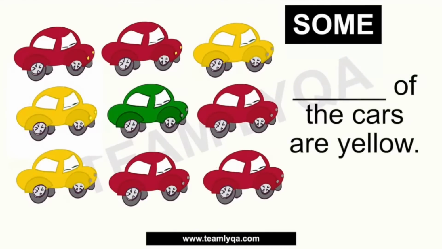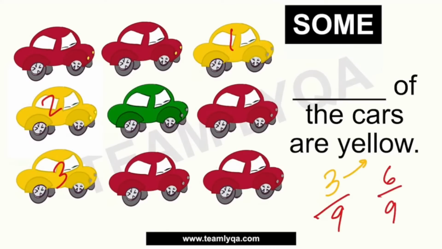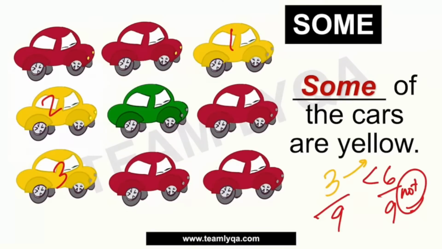Again, magbibilang tayo. Ilan ba ang dilaw na kotse? You have 1, 2, 3. So, 3 nung mga kotse, 3 ang yellow. E ilan ang hindi yellow? Again, dahil meron tayong 9 na kotse, 3 ang yellow, 6 out of 9 ang hindi yellow. Ibig sabihin, mas marami ang hindi nag-fit sa description kaysa dun sa mga pumasok sa description. So, ang gagamitin natin dito ay some. Some of the cars are yellow. Kasi again, mas konti ang yellow kaysa sa hindi yellow. Kung nagkataon na mas marami siya, we will have to use most.